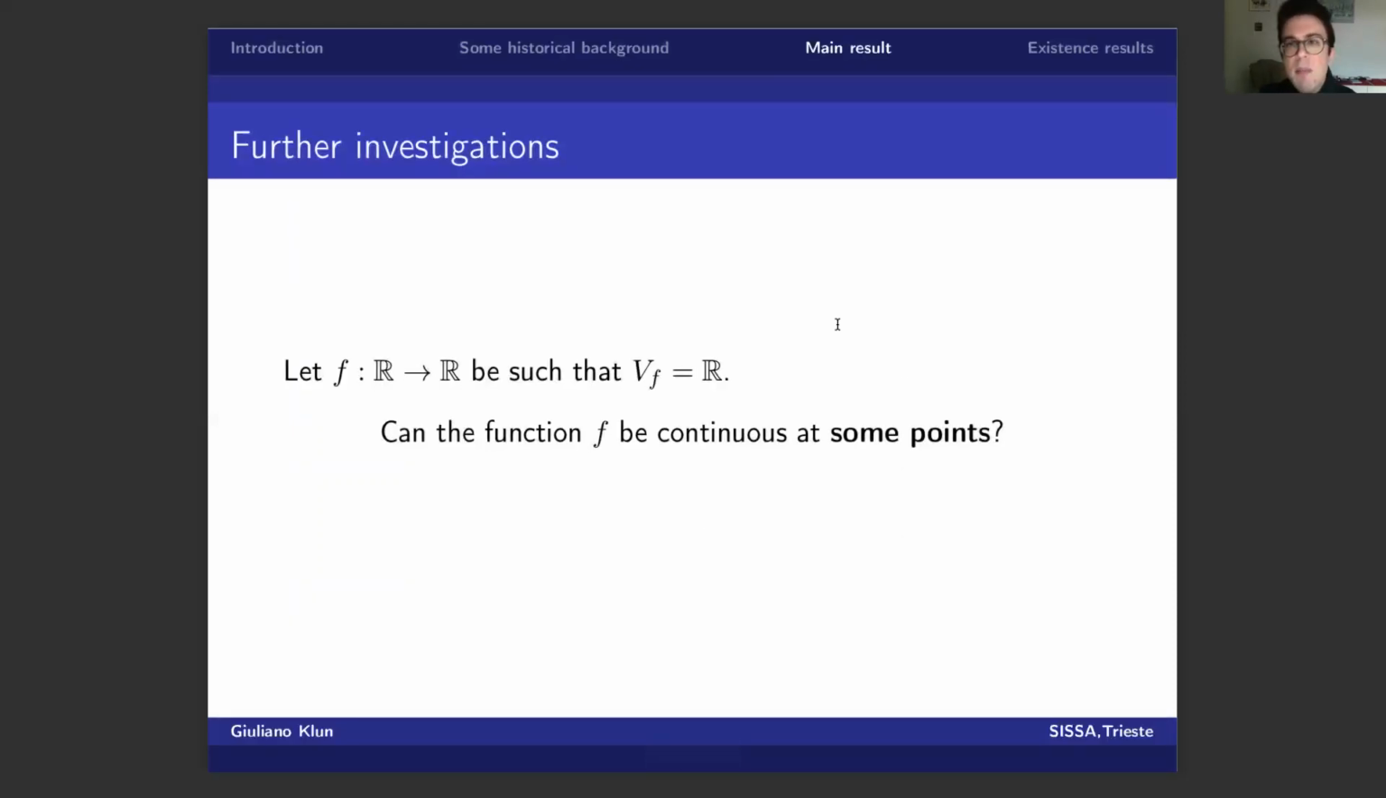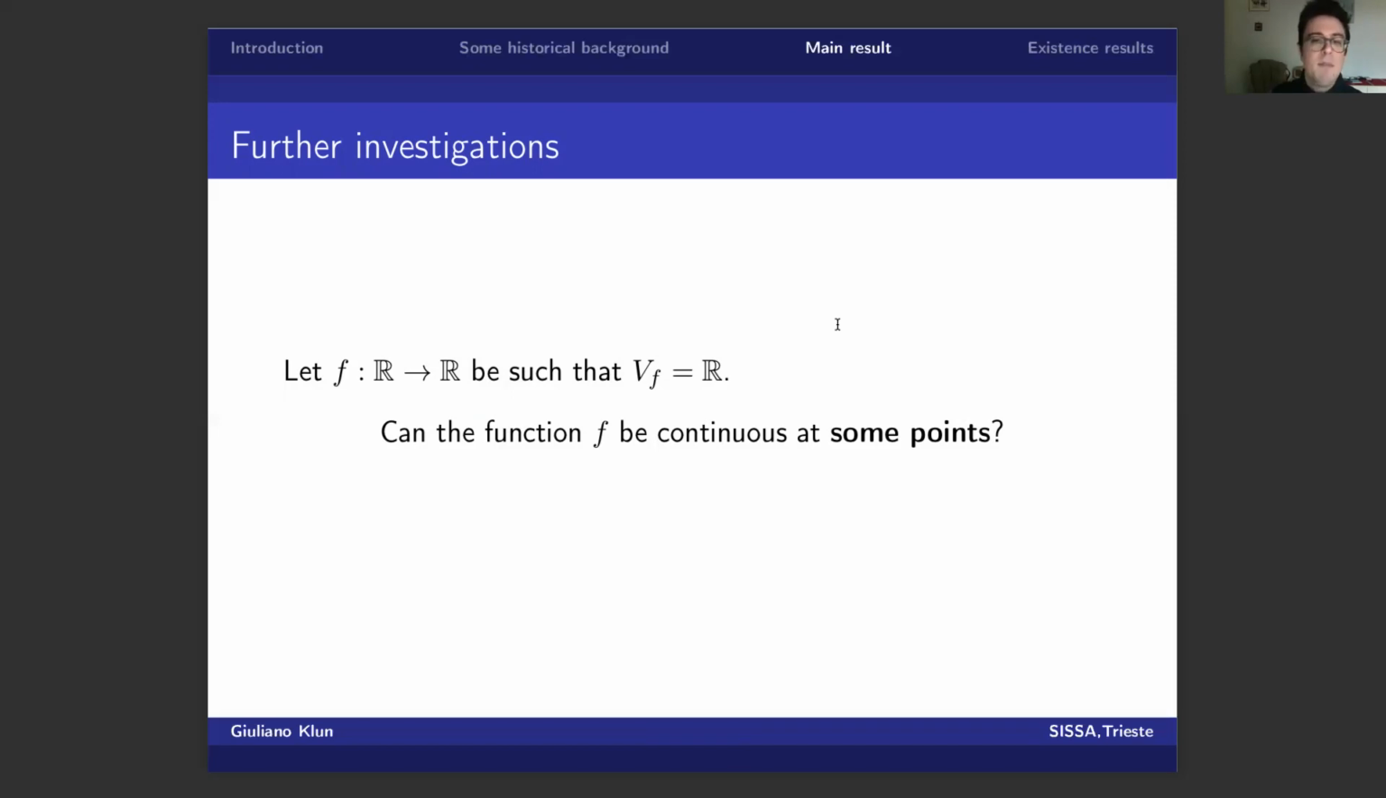So let me consider the case when I is the whole real line, and suppose that V_f is all of R. Namely, in every point, the lower left derivative is less than the upper right derivative. And we ask the following question: can the function f be continuous at some point? Because we know that the function f cannot be continuous on any interval. But can the function f be continuous at some point? Quite surprisingly, the answer is yes. And the function f can be continuous at many points.